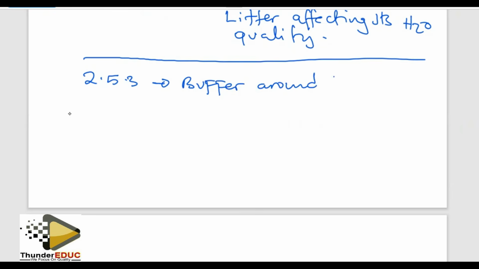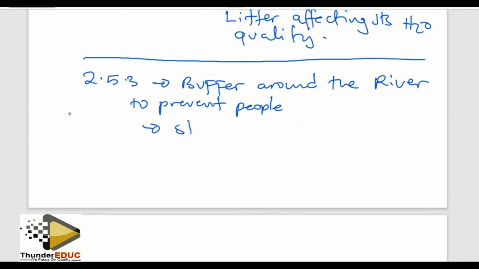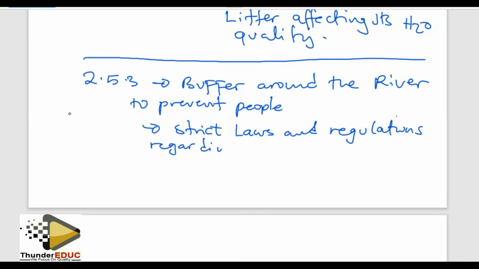Create a buffer around the river to prevent people from polluting it. Strict laws and regulations regarding pollution of rivers, as we'll talk about.